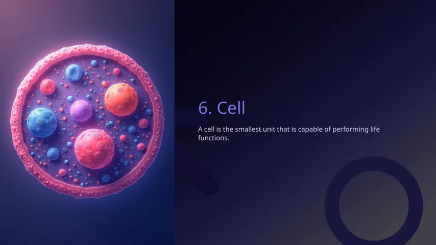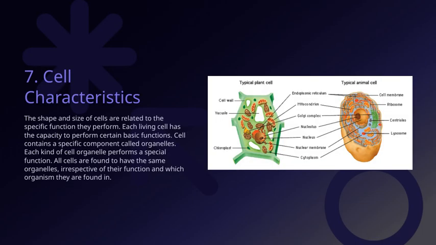So, when we discuss the structure and function of organisms, we're really talking about these tiny but mighty units, the cells. Let's talk about cell characteristics. The shape and size of cells are actually closely related to the specific functions they perform. For example, some cells are long and thin, while others are more rounded, all depending on what they need to do. Every living cell has the basic ability to carry out certain essential functions that keep it alive and working.